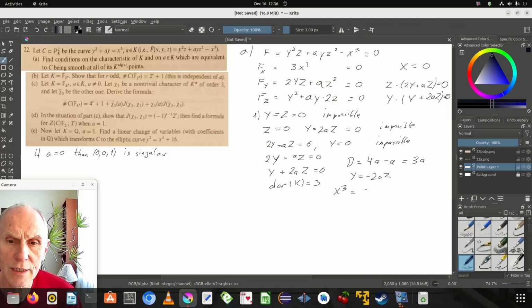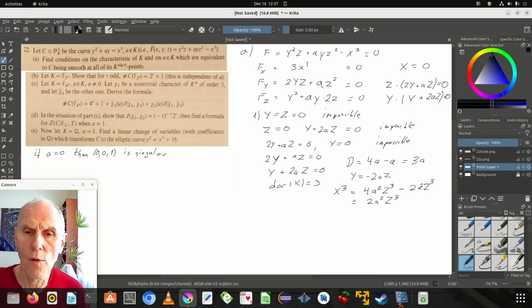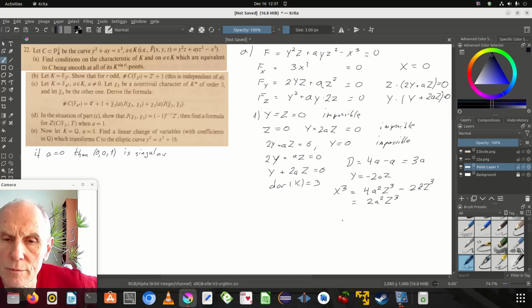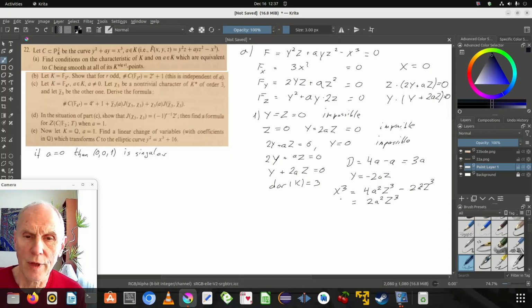y squared z, that's 4a squared z squared times z, plus a y, that's a minus 2a squared z to the third, equals 2a squared z to the third. That may have solutions.